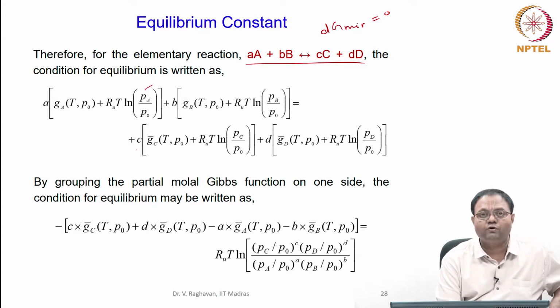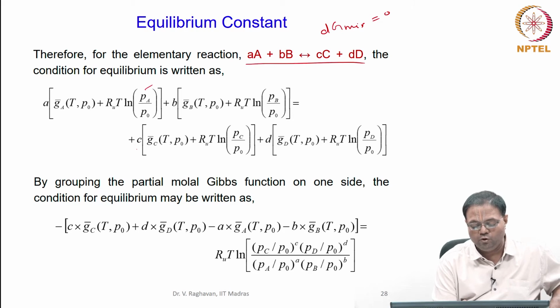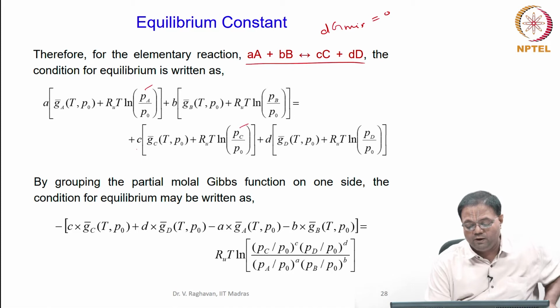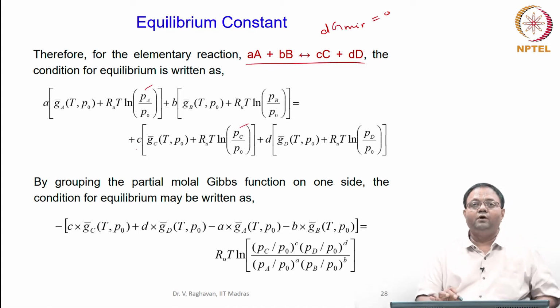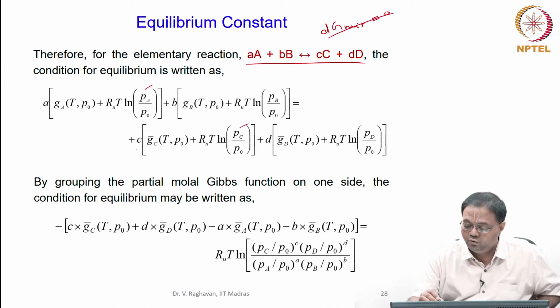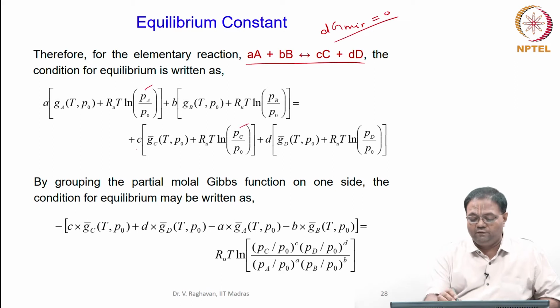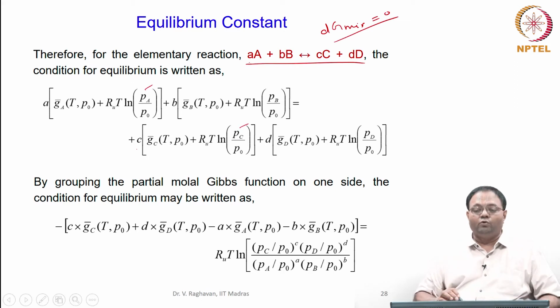c is the coefficient of the species C, that into G_C of T comma P naught plus RT natural logarithm of partial pressure of C by P naught. Similarly, for D, you can add this. So, this is the equation I get when I subject this equation to dG mix equal to 0.